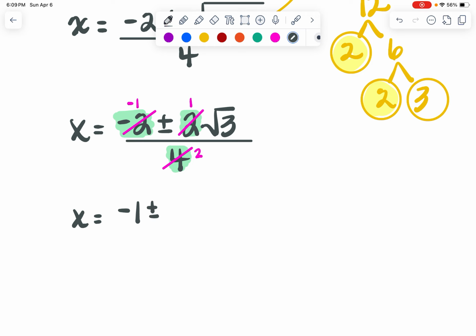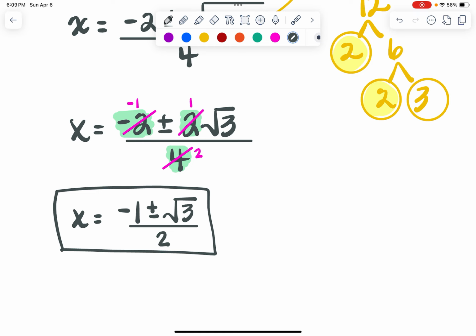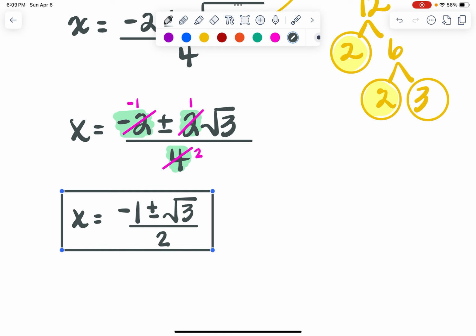Plus or minus 1 square root 3, which you can write the 1 if you want to, but 1 times the square root of 3 is just the square root of 3, and then divided by 2. And those are our two solutions, right? Again, I know it doesn't look like two solutions, but that plus or minus is giving us the two solutions.